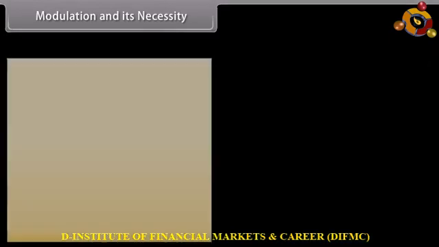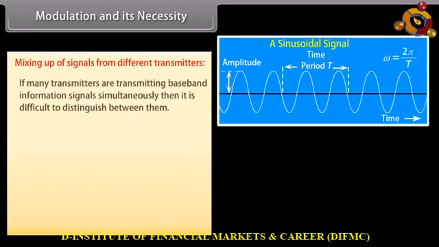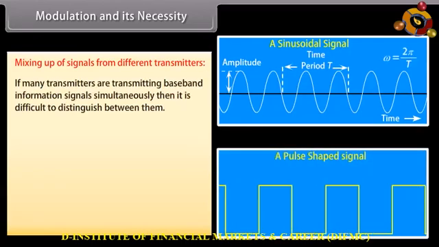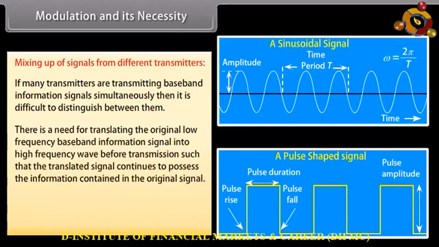Mixing up of signals from different transmitters. If many transmitters are transmitting baseband information signals simultaneously, then it is difficult to distinguish between them. There is a need for translating the original low-frequency baseband information signal into a high-frequency wave before transmission, such that the translated signal continues to possess the information contained in the original signal.